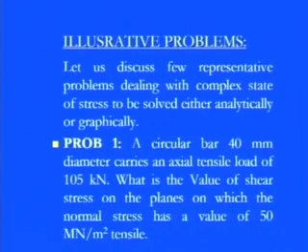Here we are going to apply whatever we discussed in lecture 5 and lecture 6. The statement of problem 1: we have a circular bar of diameter 40 mm which carries an axial tensile load of 105 kilonewton. That means we have a bar with a diameter of 40 mm, or 4 centimeters, like a pencil, and a load is applied at the two extreme ends, the nature of the load being axial pulling.